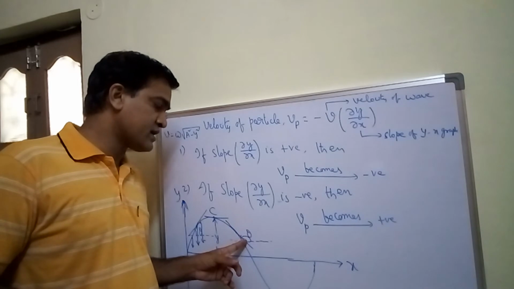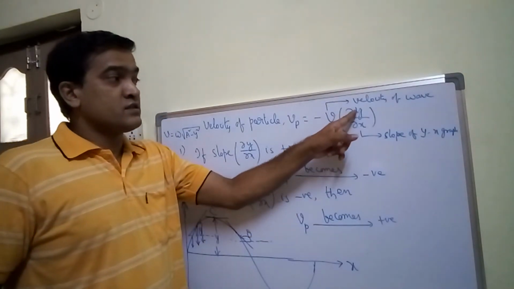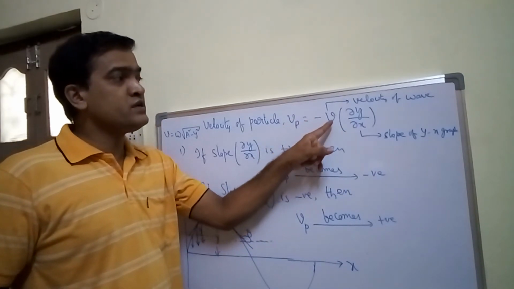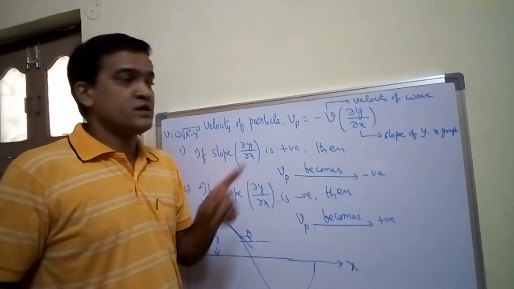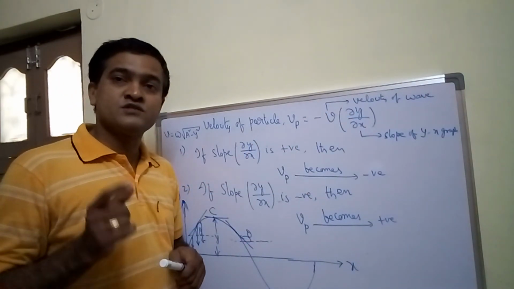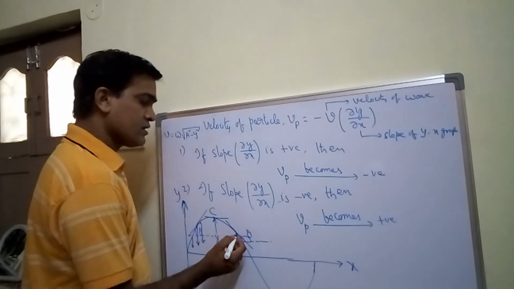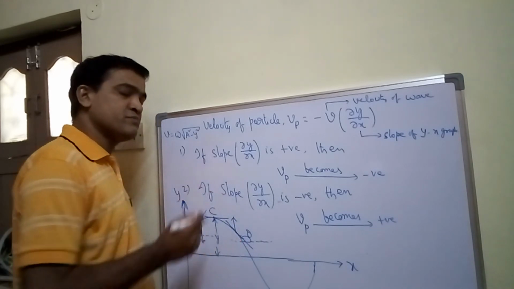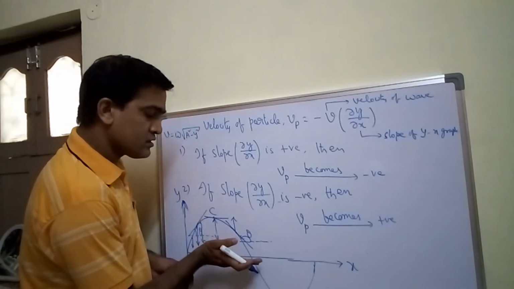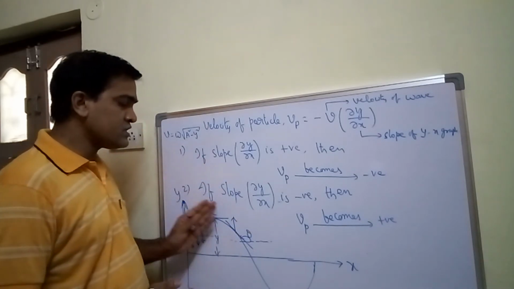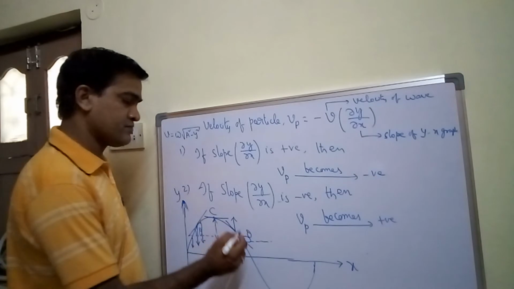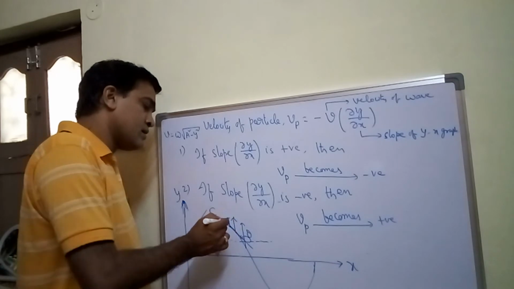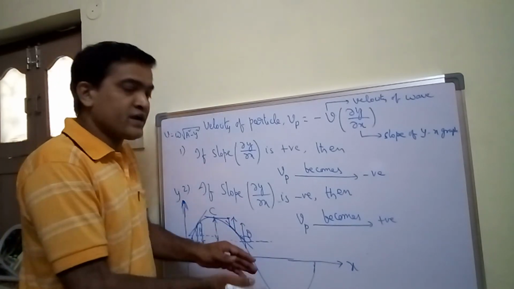So when slope is negative, that means dou y by dou x is negative, then what happens to the velocity of the particle? Minus v into minus, you will get plus. That means the velocity of the particle is positive. That means the particle is moving in the upward direction, because it is moving in the positive y direction. That means all the particles you take to the right of the crest, wherever you take, will try to move in the upward direction to the right of the crest.